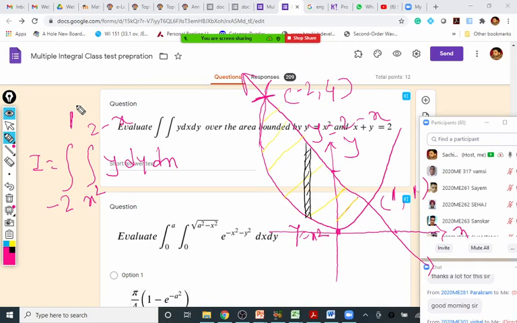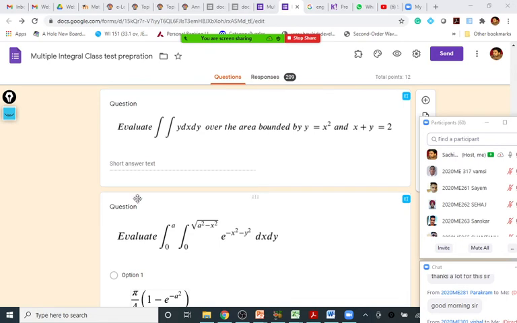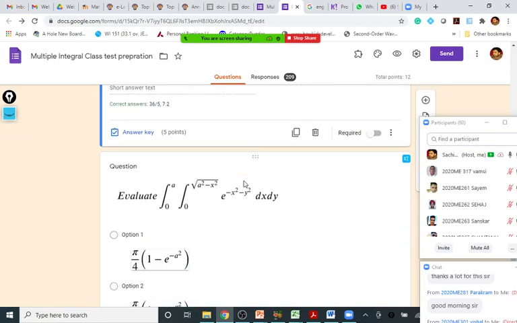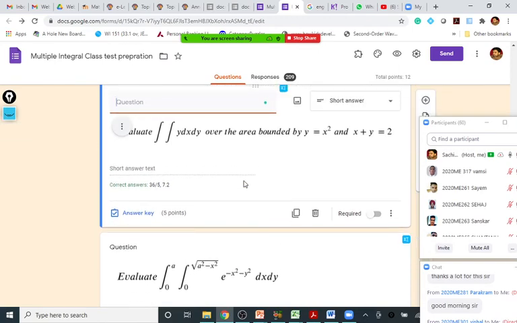Now the integration is left only: integration of y is y square by 2. Put upper limit minus lower limit. What is the final answer you got? 36 by 5. Okay, 36 by 5 is the answer. Let me check whether the answer is that only. Yes, 36 by 5 or 7.2. You can enter any one of those answers. If you have a doubt, you can ask, is there any problem in calculation? You can do it on your own also.